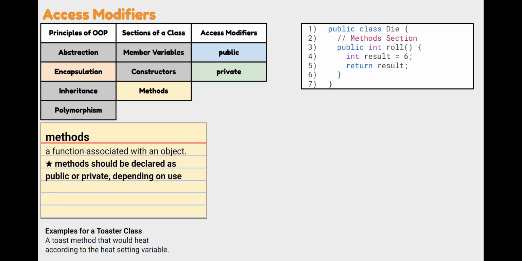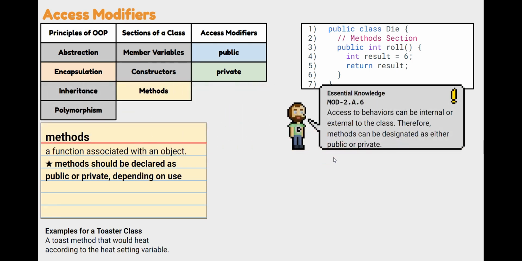Moving on to our third section of a class, the methods. A method is a function associated with an object. Looking in our example, we can see our methods section in which we have one method called roll, in which we will return an int, and then we are going to generate that roll and return it to the user. Now, this method is declared as public, but not all methods are going to be public. Some methods will be public and some methods will be private.